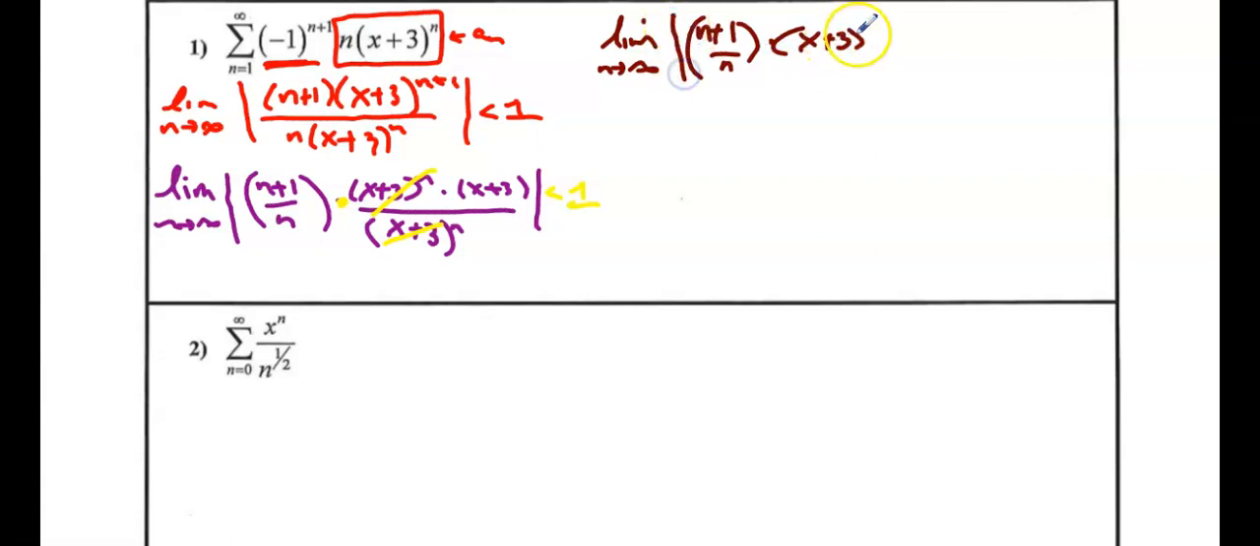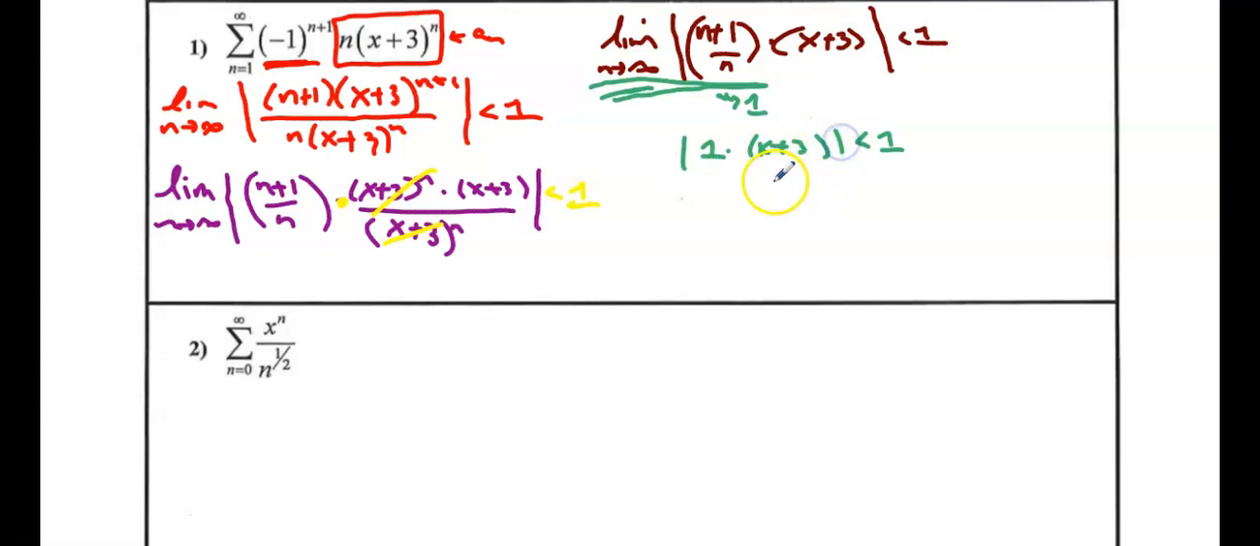Okay. So what I need to now do in this problem is look at the fact that this little piece right here, this limit, is going to go to 1, because the highest degree in the numerator equals the highest degree in the denominator, and the ratio of their coefficients is 1. So I'm left with 1 times x plus 3, and this has to be less than 1. The absolute value of it has to be less than 1.